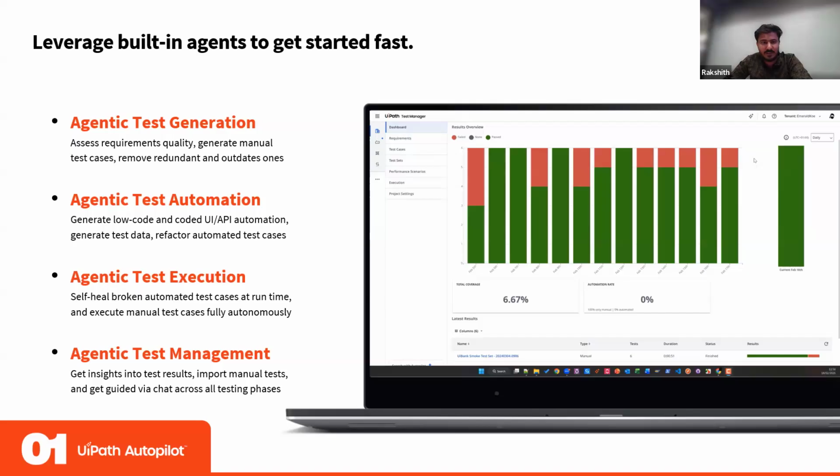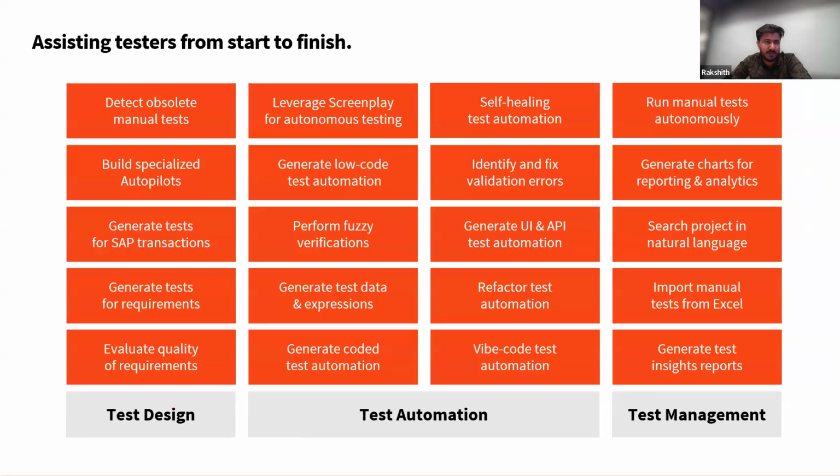Before going to the second pillar, you can see this, right? As I was mentioning, the built-in agents. These are some of the agents which help in the STLC lifecycle. In the test design phase, we have the AI agents which will help you to detect obsolete test cases, build specified autopilots, generate the test for the SAP transaction, or generate the test from the requirements. In a similar way, you can see the test automation and the test management phase.